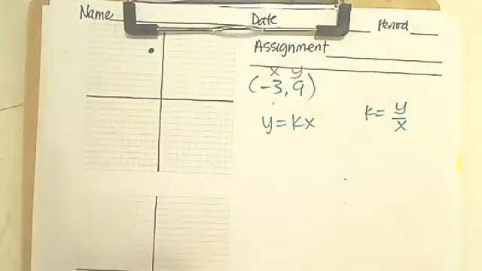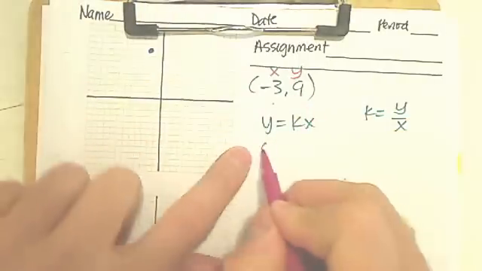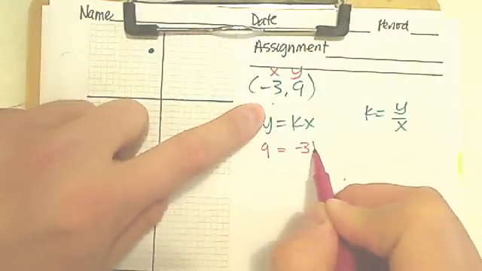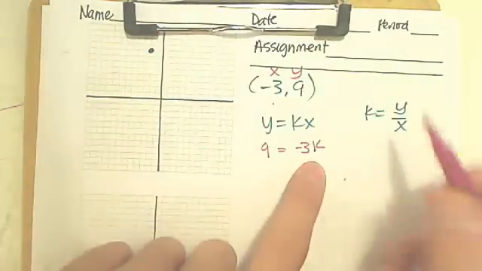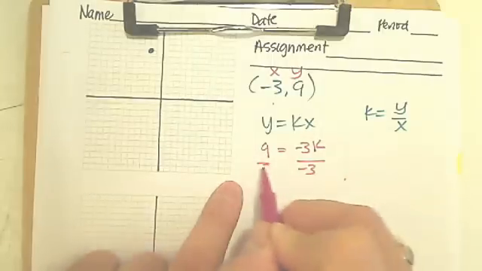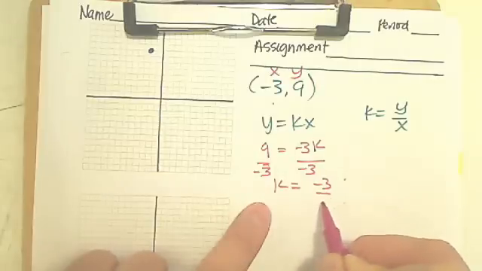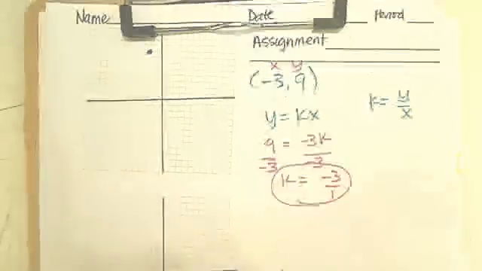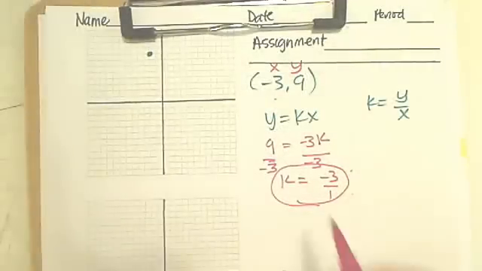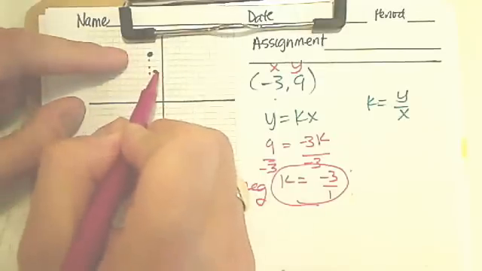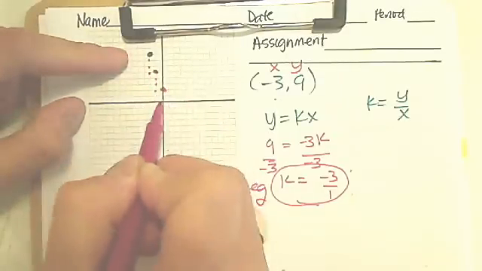Use your head. What do these points mean? X and y. Excellent. Okay, tell me what to do. Substitute it in. I'm going to show you both ways. 9 equals negative 3 k. Divide by negative 3. K is negative 3 over 1. This is your slope. What kind of slope is negative 3 over 1? It goes down 3 to the right 1.